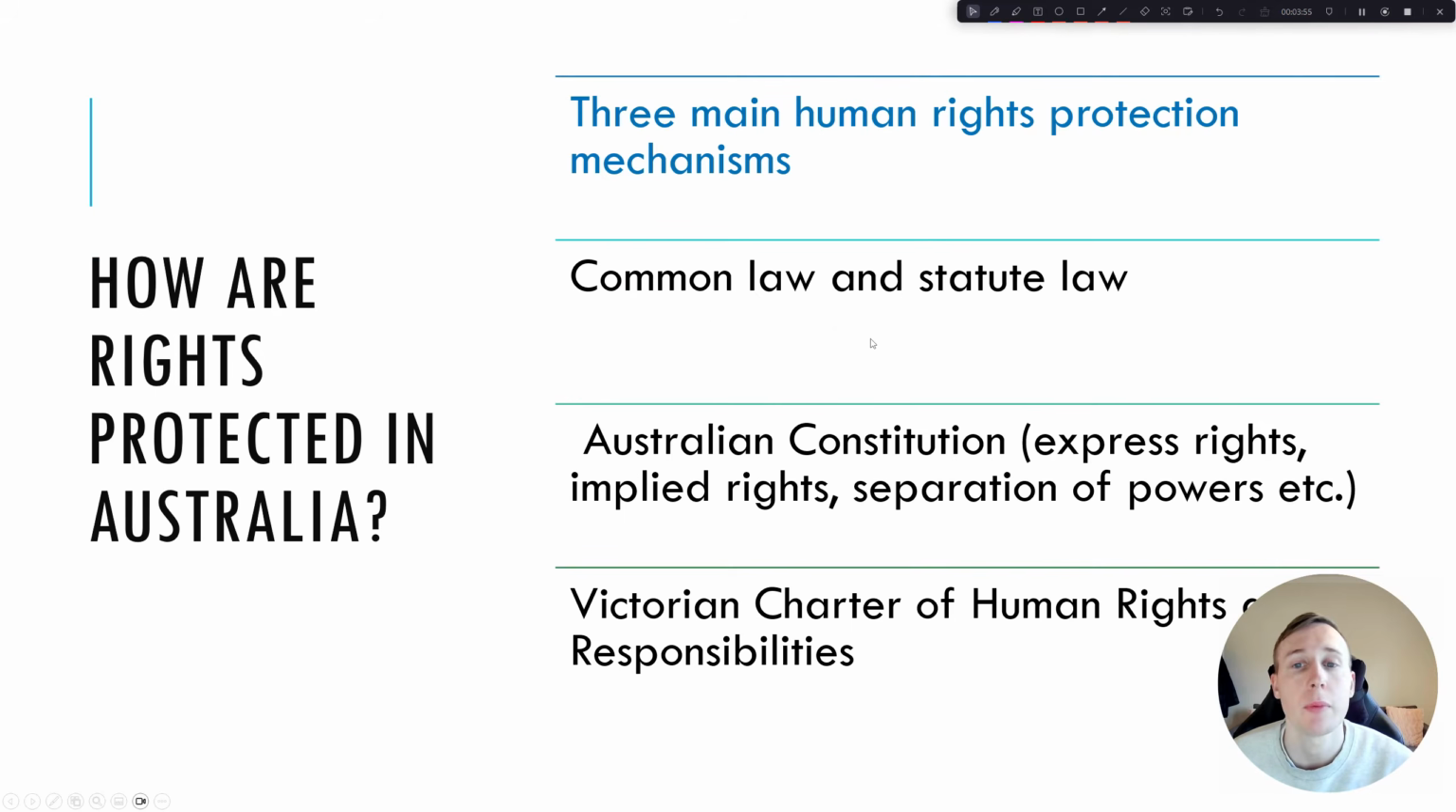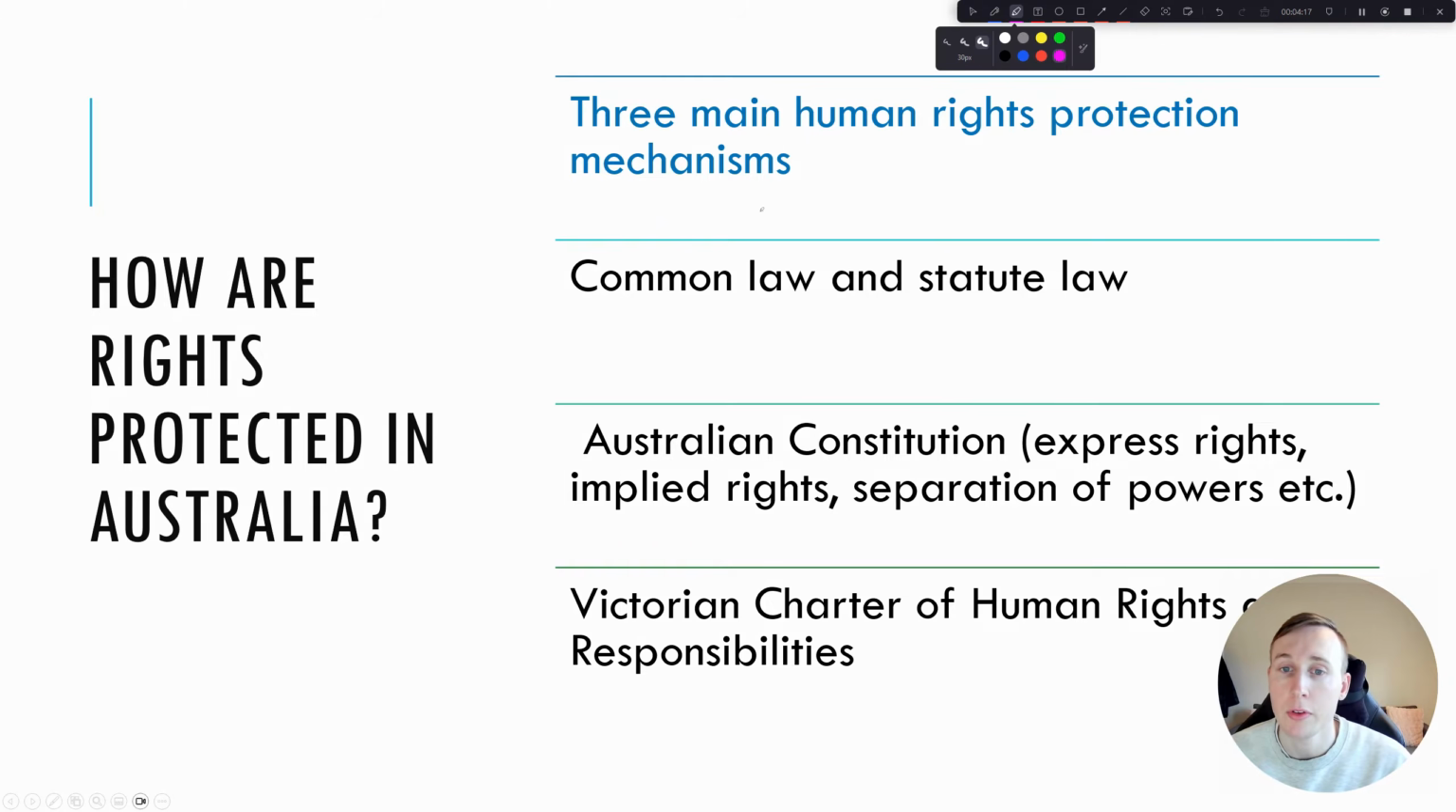This is probably the most challenging part of this topic. So rights are protected in Australia in 3 main ways. We need to really make sure we know these 3 main mechanisms, or 3 main ways, in quite a bit of detail to ensure we can answer our questions effectively. The first one we're going to look at is common law and statute law.